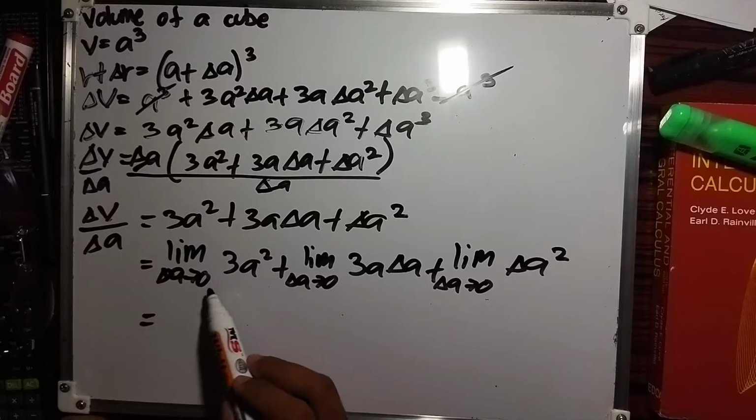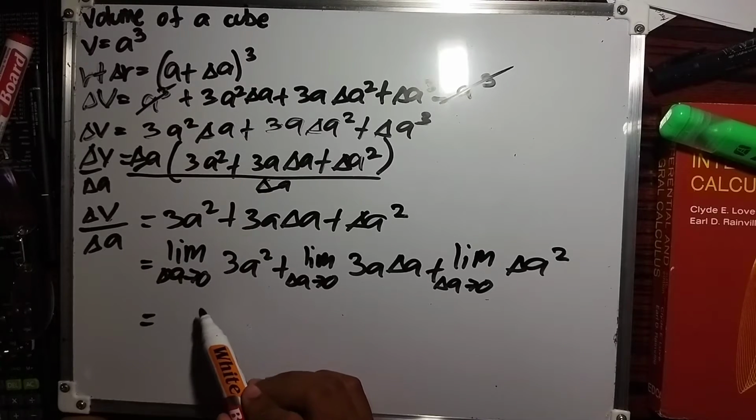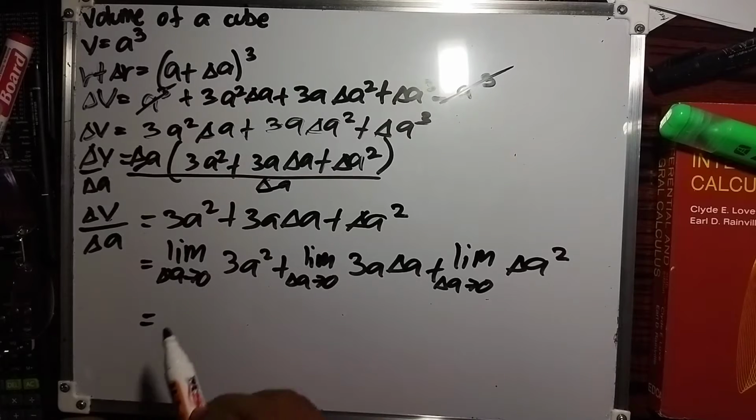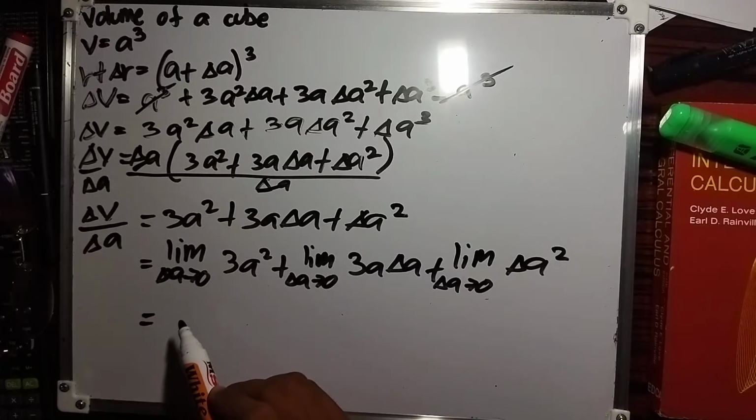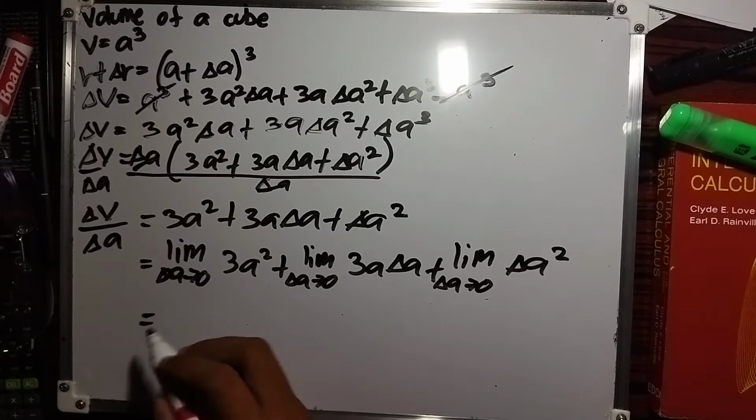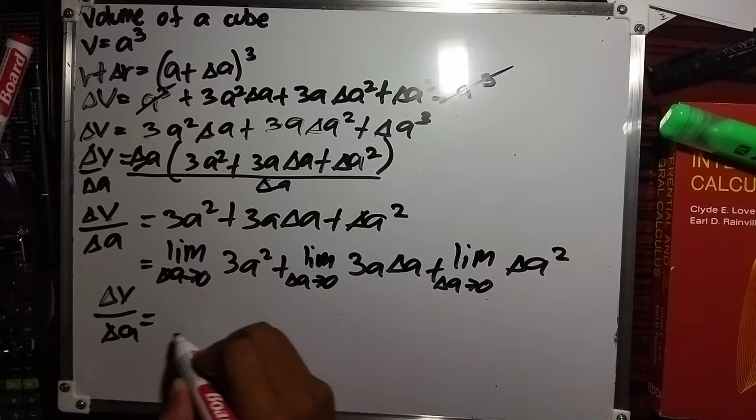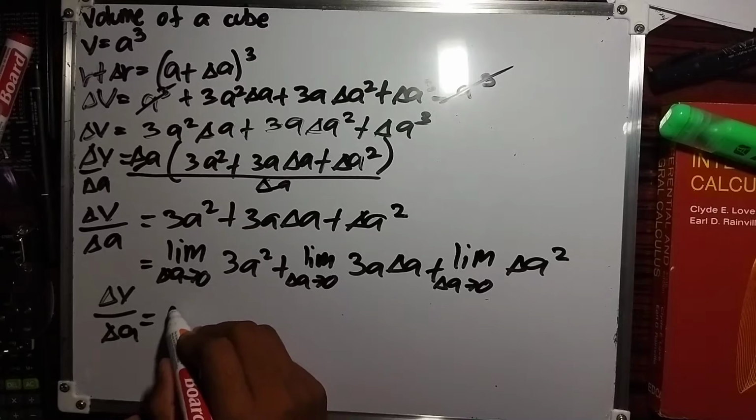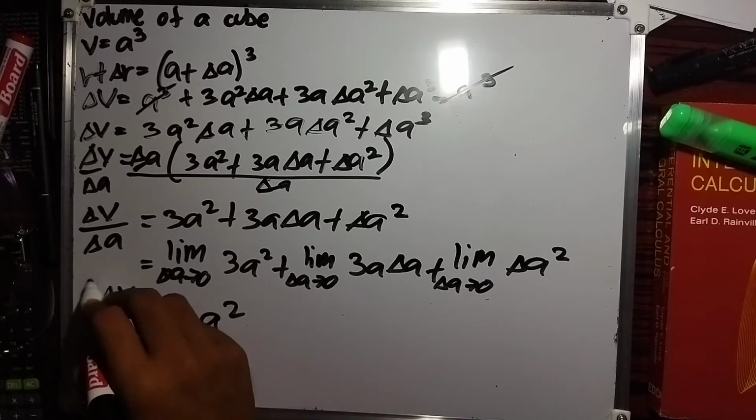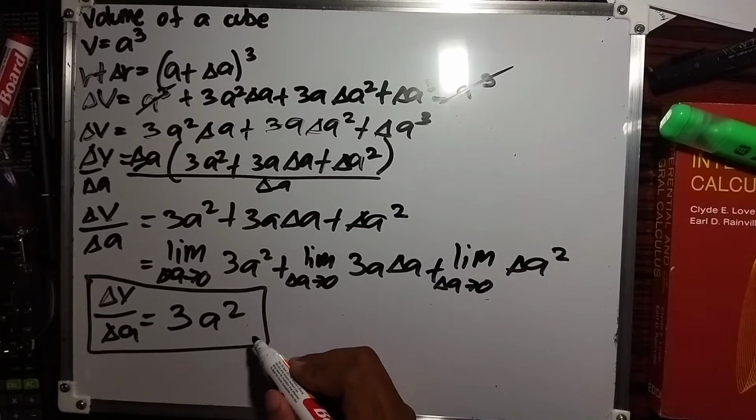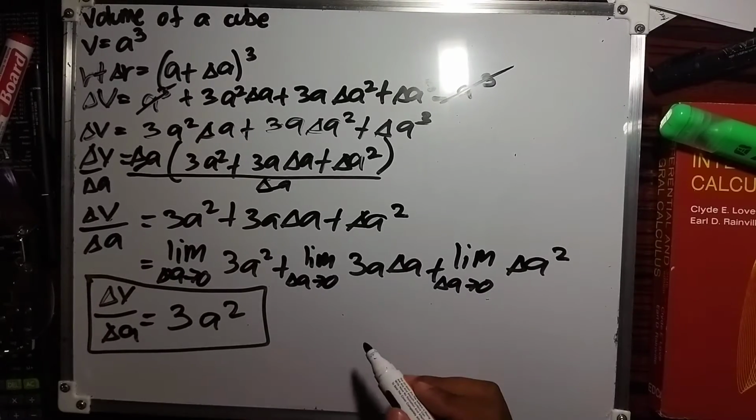And our first term, 3a squared, doesn't have delta a in it, so we'll be copying the first term. So the delta v over delta a, which is the volume of a cube, will be 3a squared. And this is our final answer. This is the rate of change of the volume of a cube.